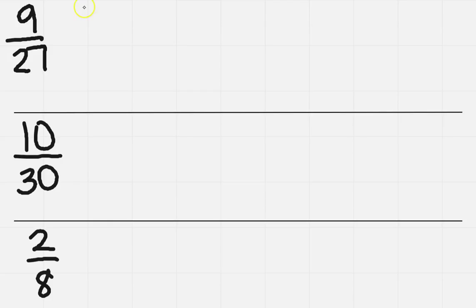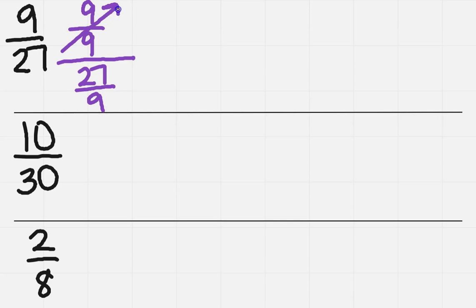Let's say first we see that it's divisible by 9. So I'm going to write out my thought process. I'm going to have 9 divided by 9 over 27 divided by 9. Now remember, anything over itself is always 1. And 27 divided by 9 is 3. So that would be one way to work it.